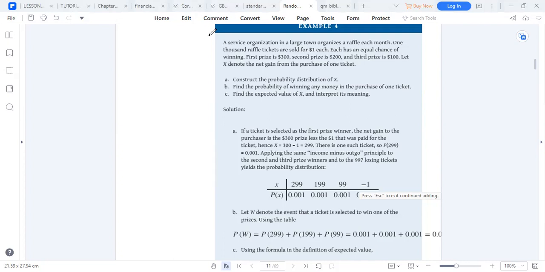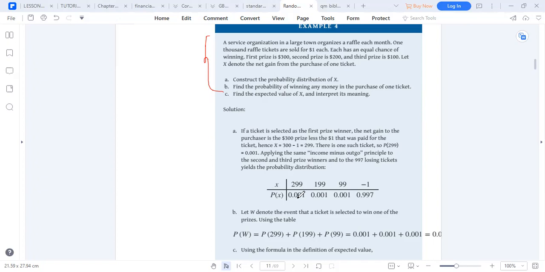Well, look at this other example here. We're told that a service organization organizes a raffle. In this raffle, 1,000 tickets have been sold for $1 each, and each has an equal chance of winning the first prize, which is $300, second prize $200, the third prize is $100. So let X denote the net gain. From the 300, you subtract 1, because you're removing how much you spent. It's 299. What's the probability?